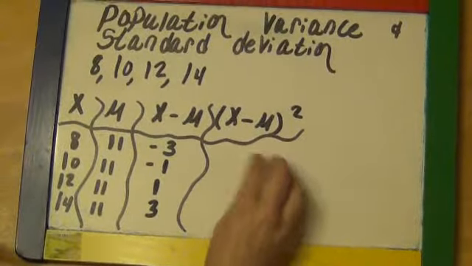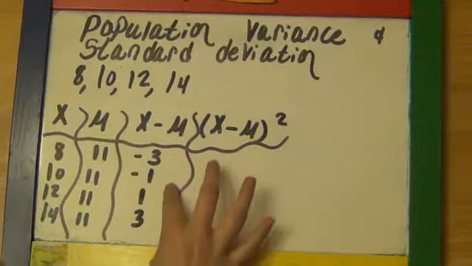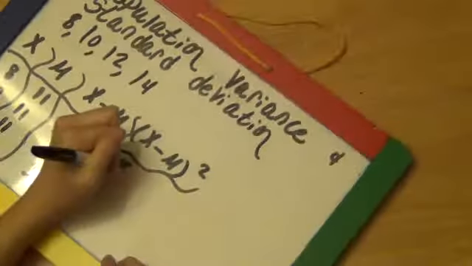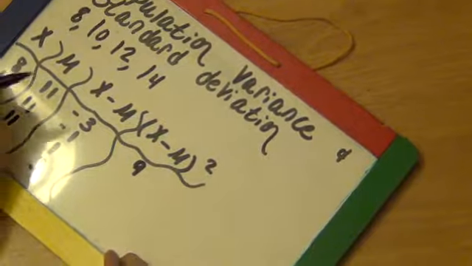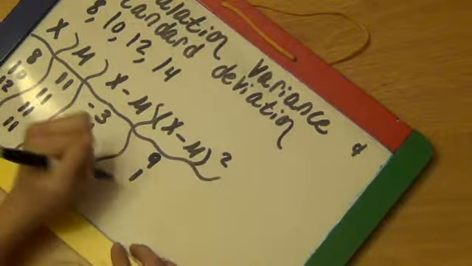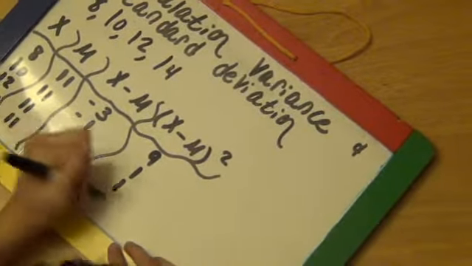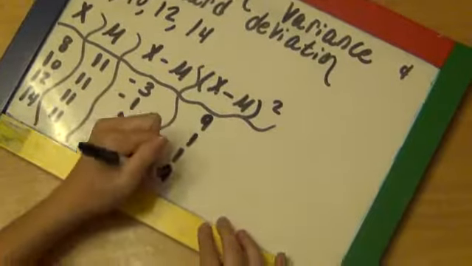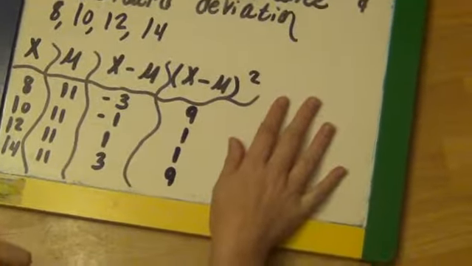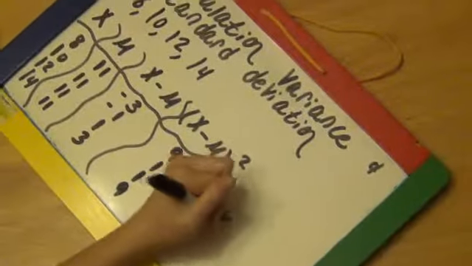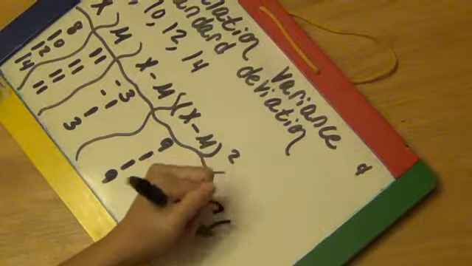Our next column says that we will square what we got in column 3. So negative 3 squared is 9. Negative 1 squared is 1. 1 squared is 1. And 3 squared is 9. So then what we'll do once we have this is refer back to our formula.